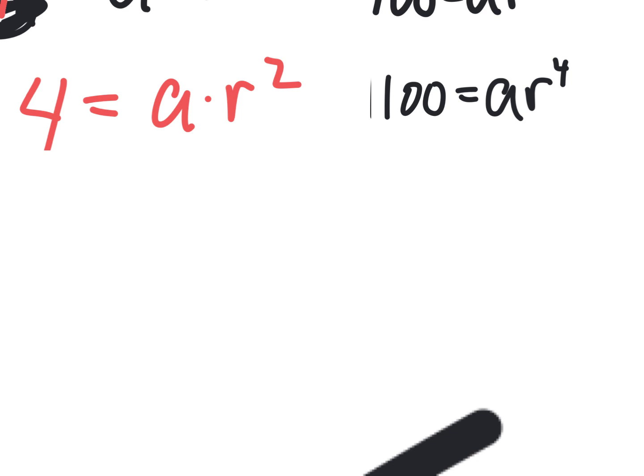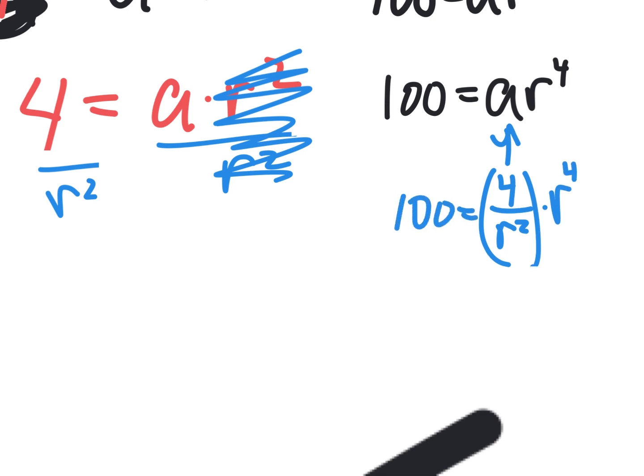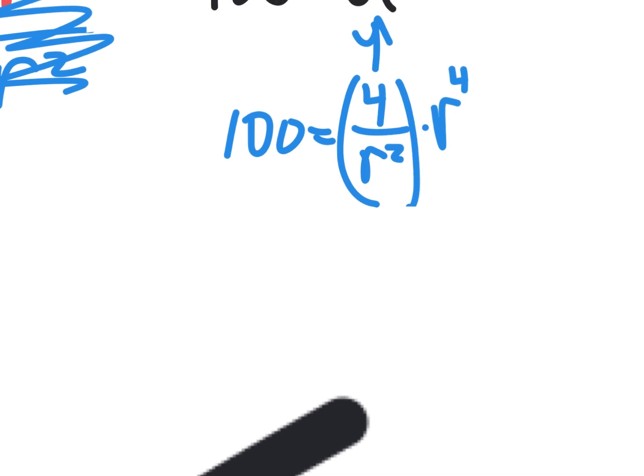I also found a kid last hour had a really good alternate way to do it. But I'm going to show you the normal way first. Okay, so we're going to divide by r squared on both sides. Why did I do that? So I could know what A is. A equals 4 over r squared. Now over here in the A area, I can put 4 over r squared times r to the fourth equals 100. And you could cancel some of those r's, and then you could clear the fractions, and you could solve that thing.